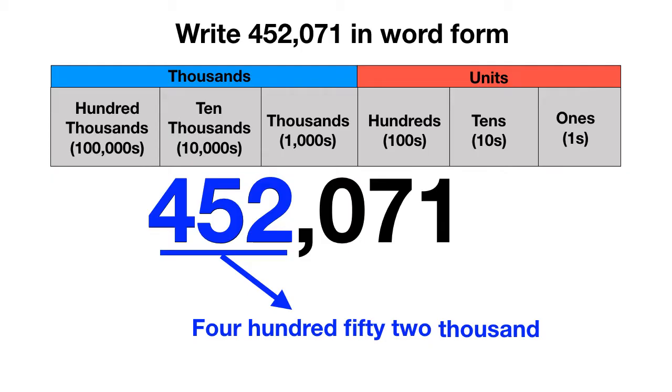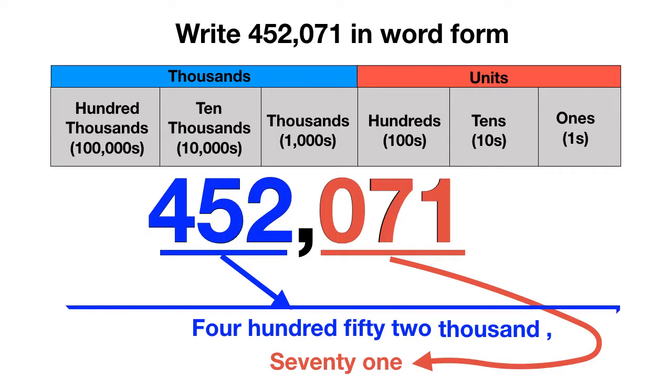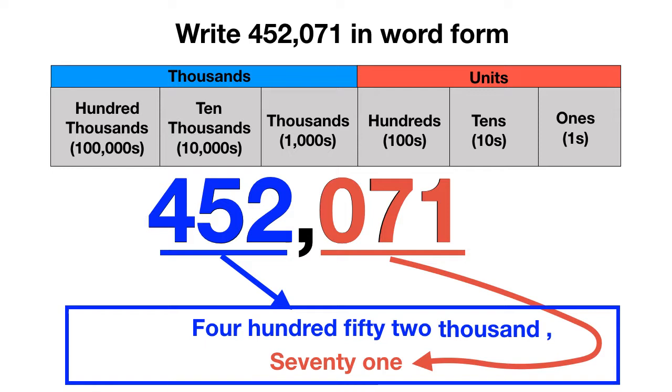Now we must write our remaining digits. We have 0 hundreds, 7 tens, and 1 one that are all part of the units family. How can we write these? Well, we're not going to write the 0 hundreds. We'll just write this as 71. And then the units family doesn't get a special title. So our answer is that this number is written as 452,071.